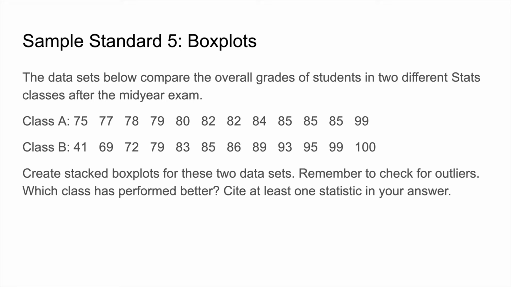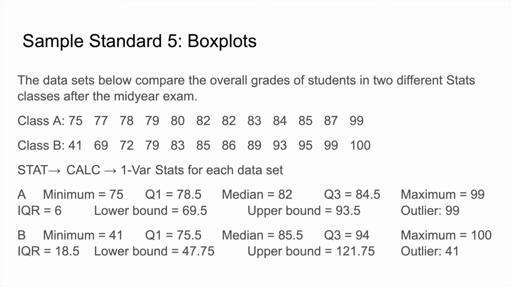So get the two different 5-number summaries. You have to check for outliers and then try to create your box plots. Or I will walk you through it a little bit in this video. Let's check it out.